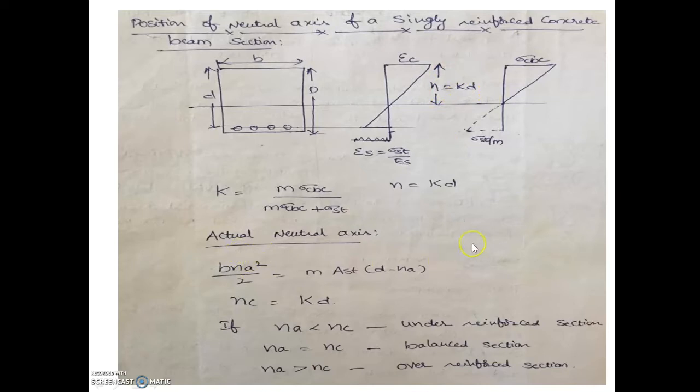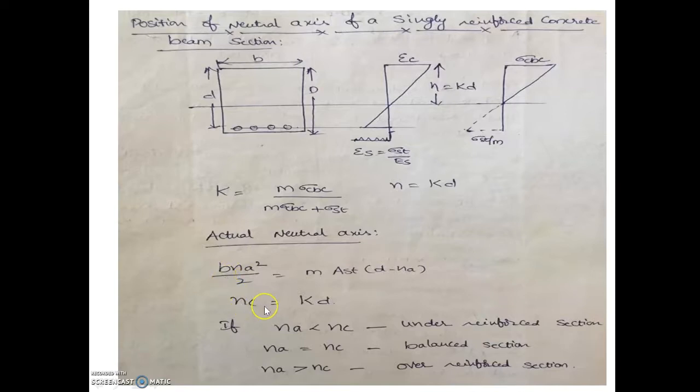Actual neutral axis: how to find out the actual neutral axis? This is the formula for calculating the actual neutral axis for a singly reinforced beam. That is, b Na squared by 2 is equal to m into Ast into (d minus Na). Here m is the modular ratio, Ast is the area of steel in the tension zone, d is the effective depth, Na is the actual neutral axis, and b is the width of the beam.